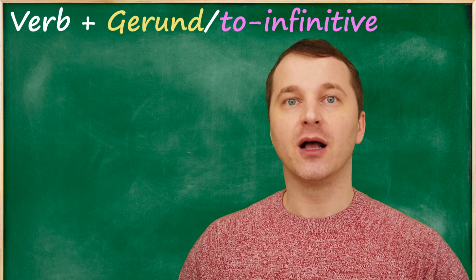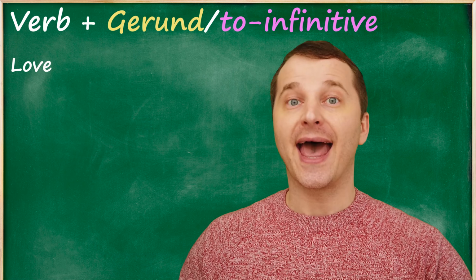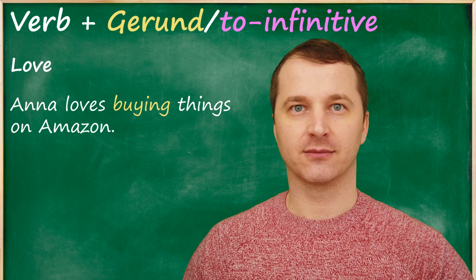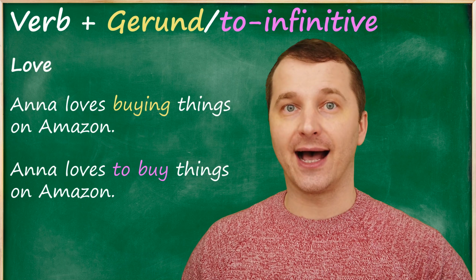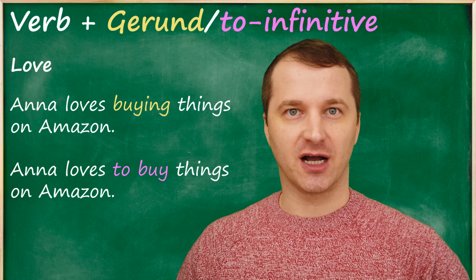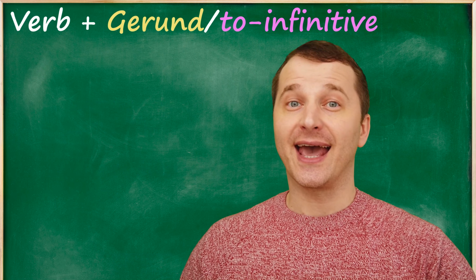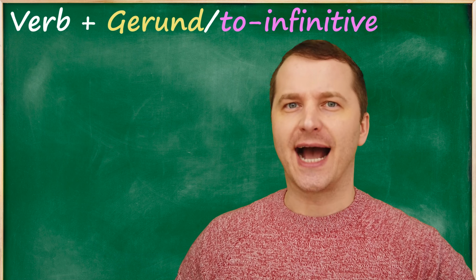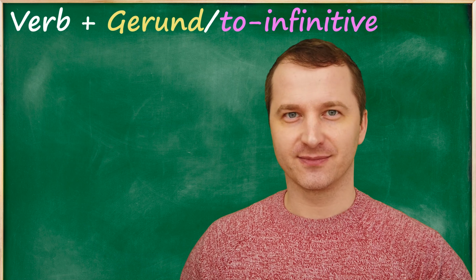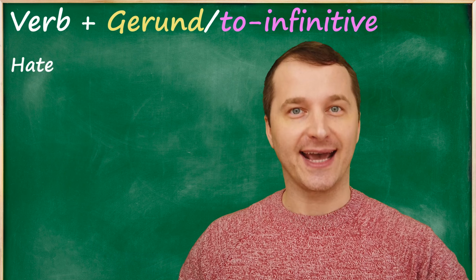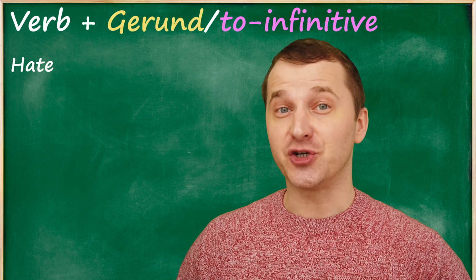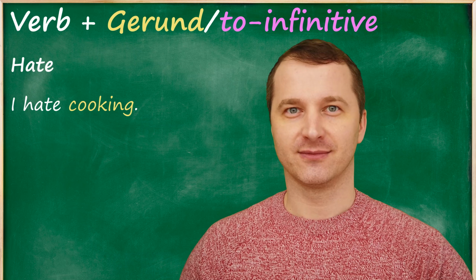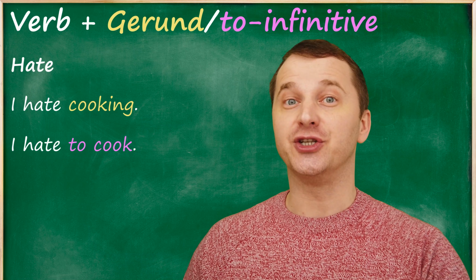Number 2, love. Anna loves buying things on Amazon. Anna loves to buy things on Amazon. And since we have here the word love, we gotta use the word hate. Number 3, hate. And this is true about me. I hate cooking. I hate to cook.